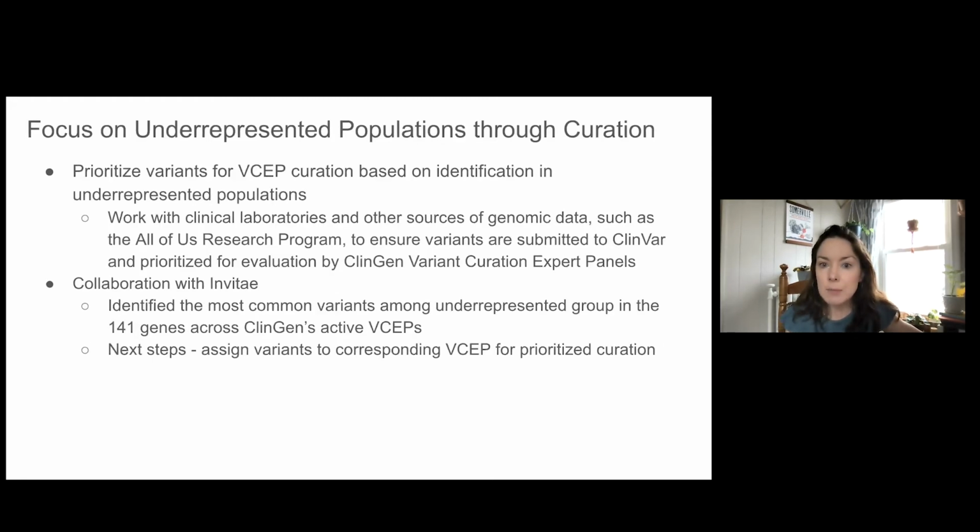And then just briefly, I'll speak about our plans to focus on improving knowledge of genetic variation from underserved and therefore underrepresented populations. We're working with clinical laboratories and other sources of genomic data to ensure that variants observed in underrepresented populations are submitted to ClinVar, are prioritized for evaluation by our expert panels, and can be reliably detected in genetic tests. One example I'll talk about is a collaboration that we worked on with Invitae, in which they were able to provide us a list of the most common variants among underrepresented groups within the genes and scope of our variant curation expert panels.